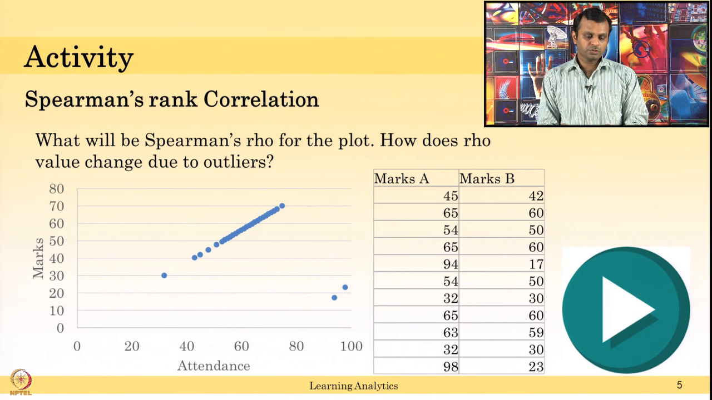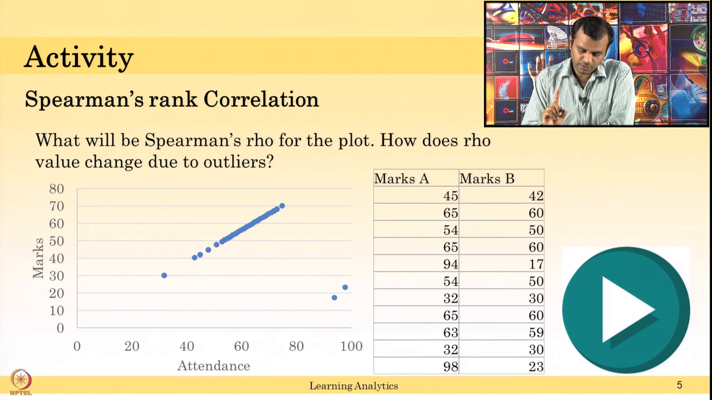Okay. So now we saw these particular values in the previous slides. I changed two values: for the marks in A, I changed this to 17, and for the high marks in A, I changed this to 23. So I made two outliers out of these marks. I just changed them myself to create two outliers, because every other value is perfectly high score in A means high score in B. But I just changed these two values to show the outliers.